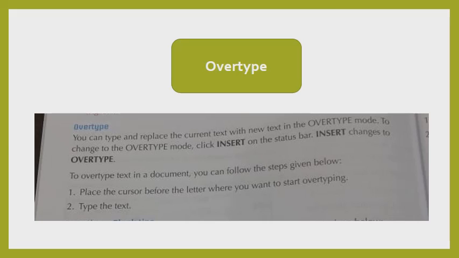And to overtype text in a document, what you have to do is place the cursor before the letter where you want to start overtyping, which means on the letter which you want to overtype or overwrite, you have to place your cursor before that letter, okay, and then you will start typing your text. I think you are finding it a little bit difficult to understand insert mode and overtype mode.